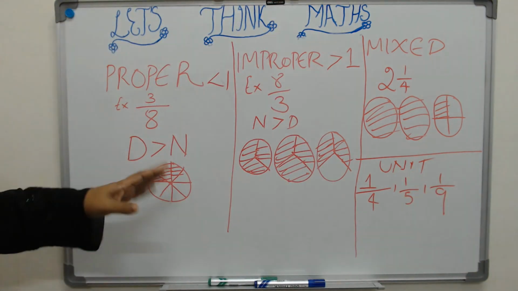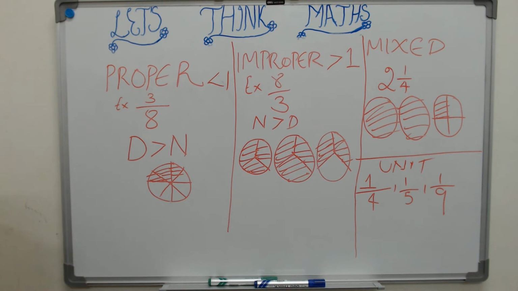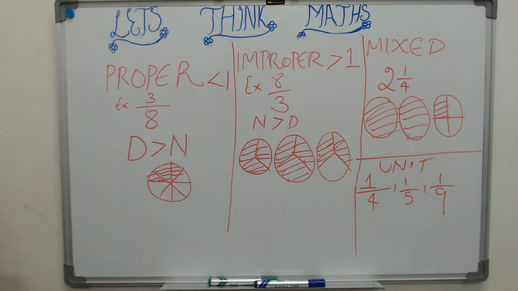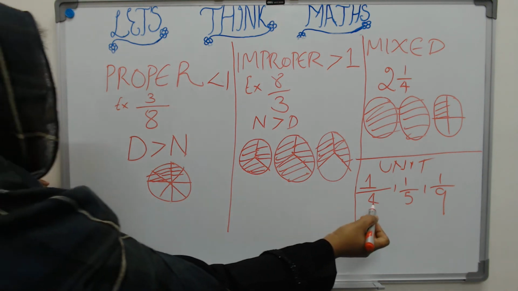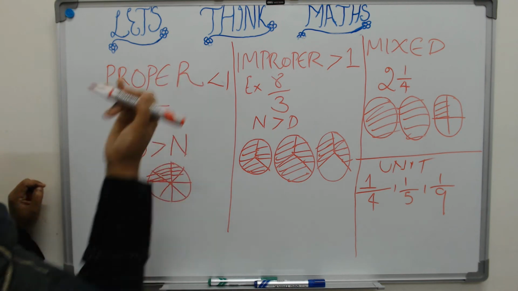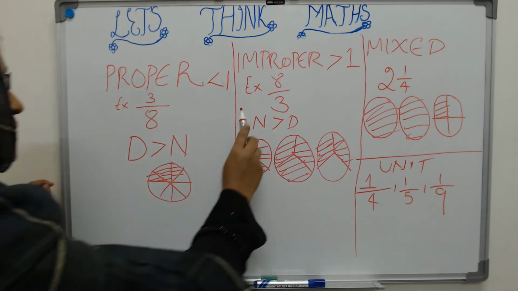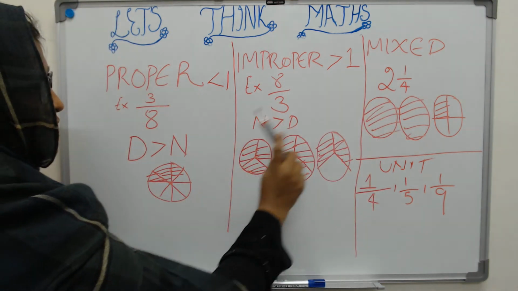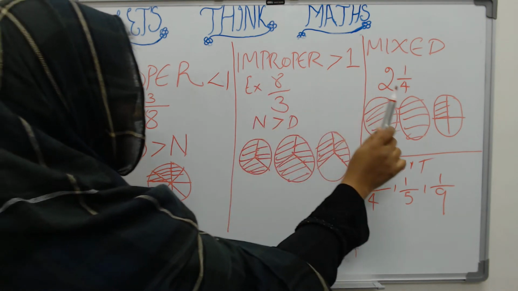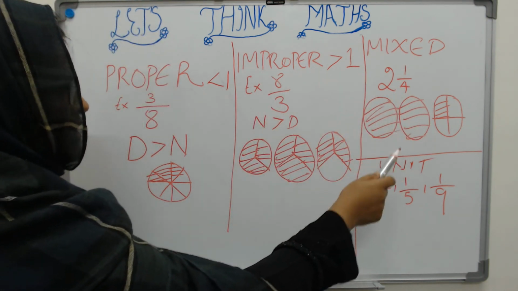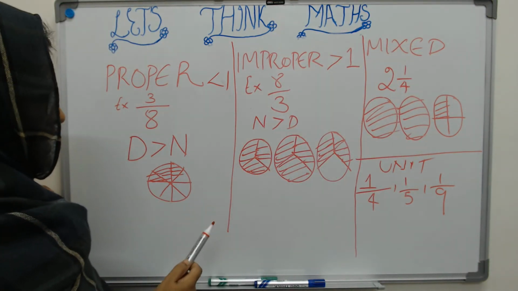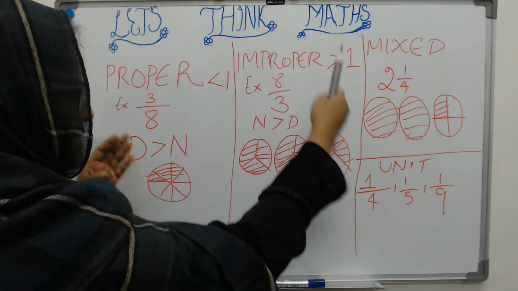Now, if you see here, you will notice one interesting thing. This unit fraction is also a type of proper fraction, right? Because look at it, its denominator is greater than its numerator. So this is also a kind of proper fraction. And look at these two, improper fraction and mixed fraction. Every improper fraction can be written as a mixed fraction and every mixed fraction can be written as an improper fraction. You can see that from this itself, right?